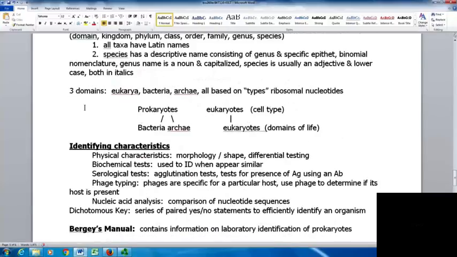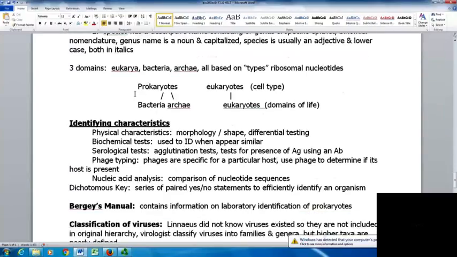When we look at the classification, we have three domains of life: the eukarya, bacteria, and the archaea. These are all based on the types of ribosomal nucleotides. When we look at the cell types, we have two cell types, the prokaryotes and eukaryotes. The domains of life include the bacteria and archaea, which are both prokaryotic cells, and the eukaryotes, or eukarya, are going to be eukaryotic cells.